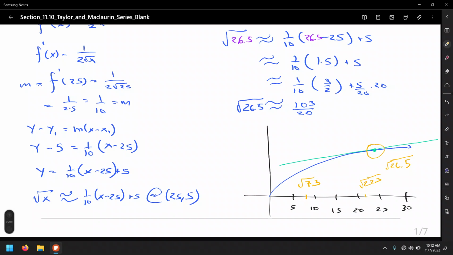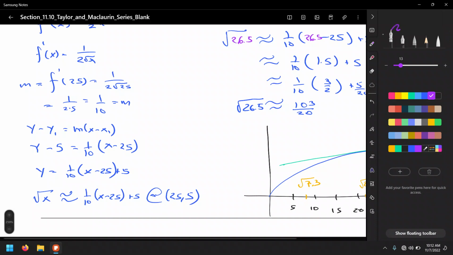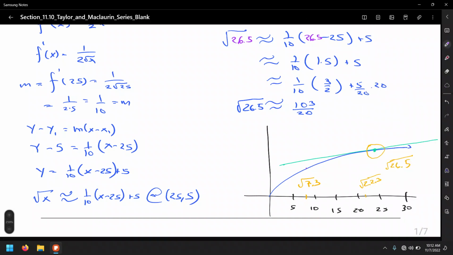And the answer is no, because see the difference between the actual value and the approximated value. There will be a huge difference. Even though the graph shows a tiny difference, it's because of the scale. Well, it's a big difference.